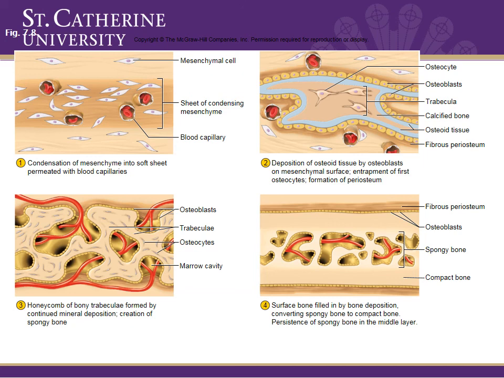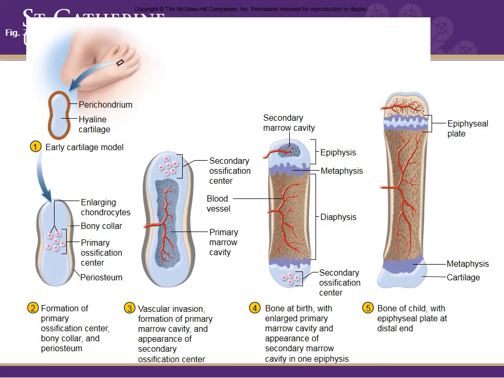This diagram shows intramembraneous ossification. You can see how the trabeculae are starting to form. This diagram works through the steps of endochondral ossification. Again, you do not need to know the specific steps, but notice how the cartilage is being converted over to bone.